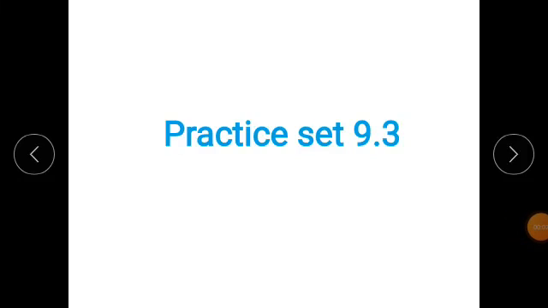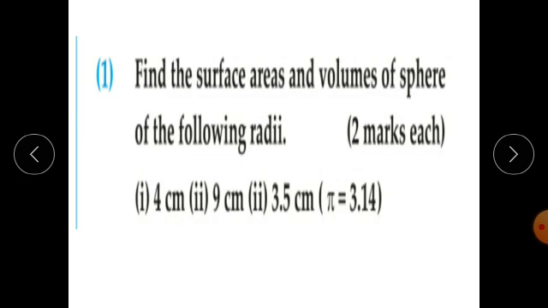Now we will solve questions from practice set 9.3. Question number 1. Find the surface areas and volumes of spheres of the following radii.